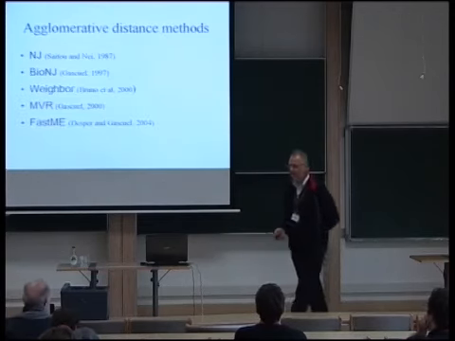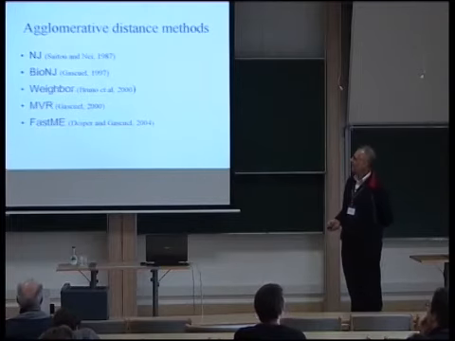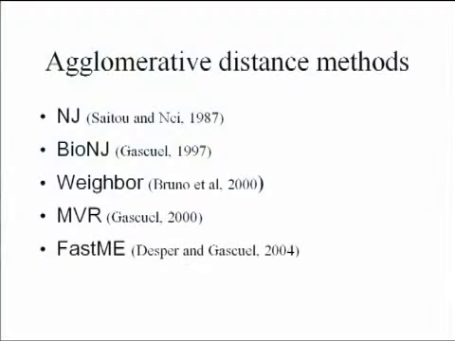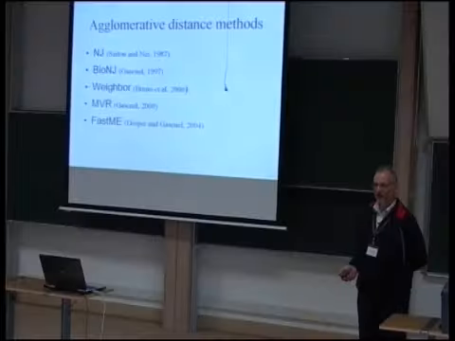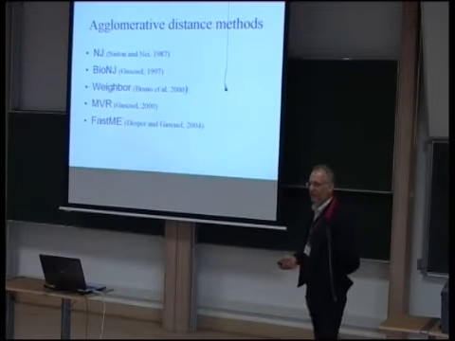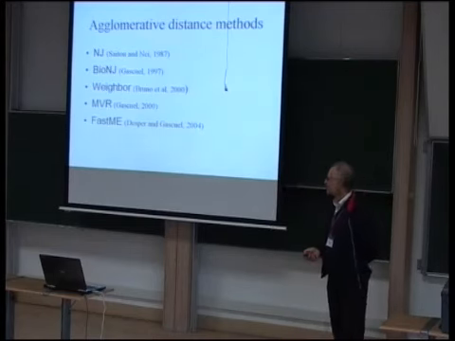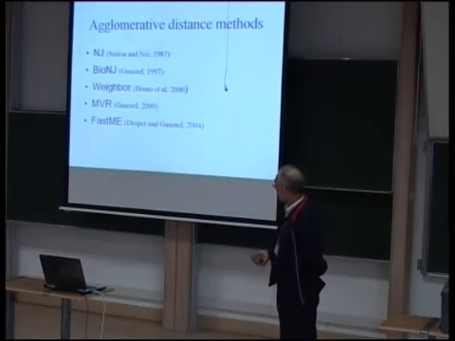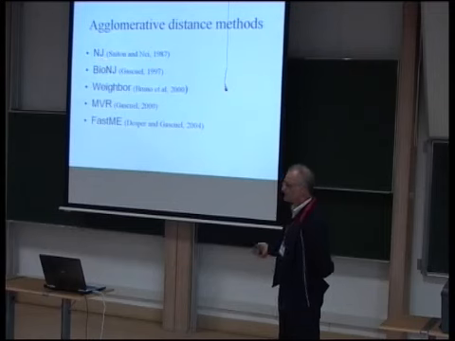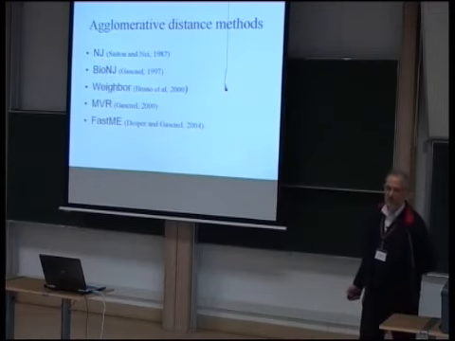Okay, so there's been a number of methods published over the last 20 years for building phylogenies from distance matrices. Neighbor joining, BioNJ, Weber, MVR, FastME are all such methods, and all these methods are agglomerative. That is, you start off with a bunch of taxa and you decide on which two you're going to join together first, and then having done that you decide which two you will join together next, and so on. But all these methods differ, and one of the ways they differ is the way they treat uncertainty.